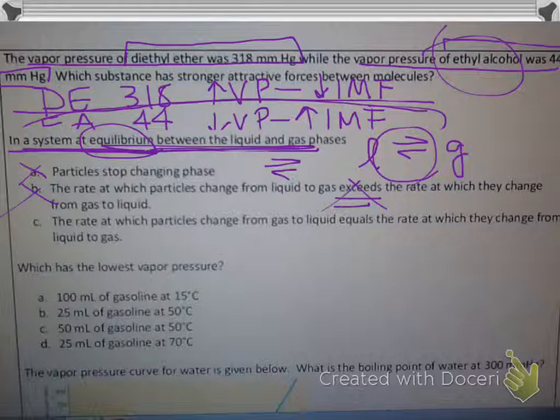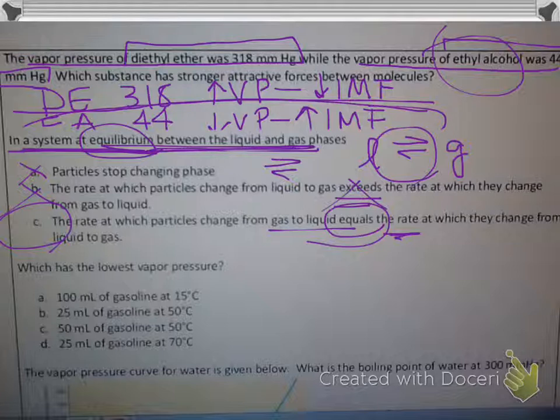Let's read C. Hopefully it's correct. It says the rate at which particles change from the gas to the liquid state equals the rate at which they change from the liquid to gas state. This is true. Now, there may be more liquid than gas or gas than liquid, but the rate at which they are exchanging at equilibrium is the same. So C is the answer. That's what it means to be in equilibrium. All right, let's look at the next question here.